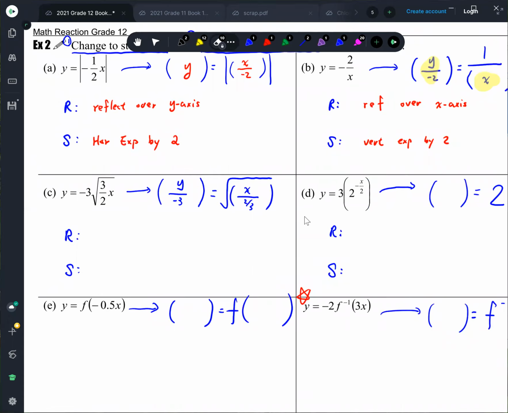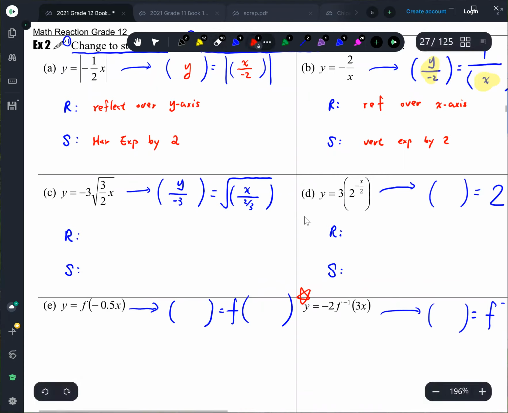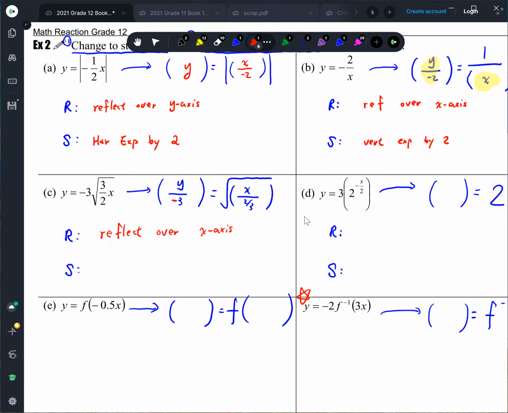So Chris, what's your R? Reflect over y-axis. Wait, I mean reflect over x-axis. Yeah, it's very confusing, right? Reflect over x-axis, because how do you tell? The negative is with the y. Yes. So look at where the negative is. Negative with y, reflect over x-axis. Negative with x, reflect over y-axis. You gotta repeat it many times so you don't get confused.